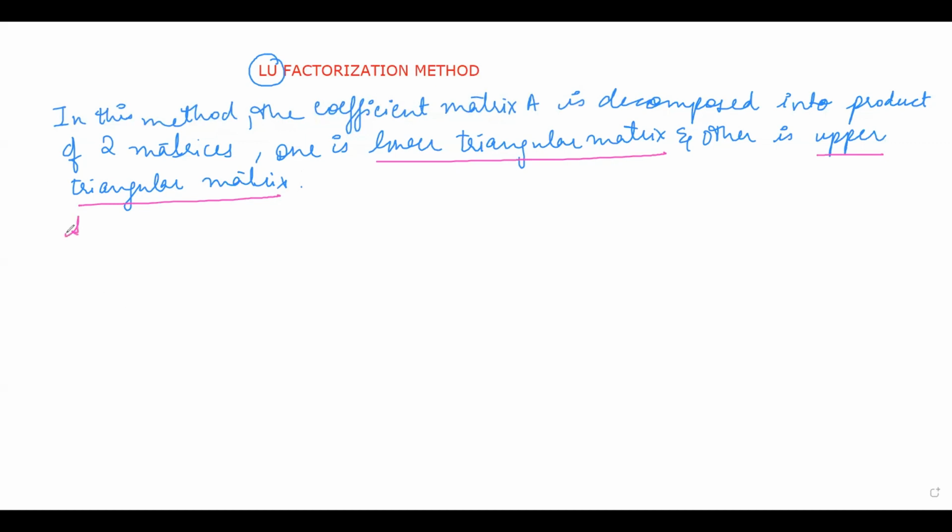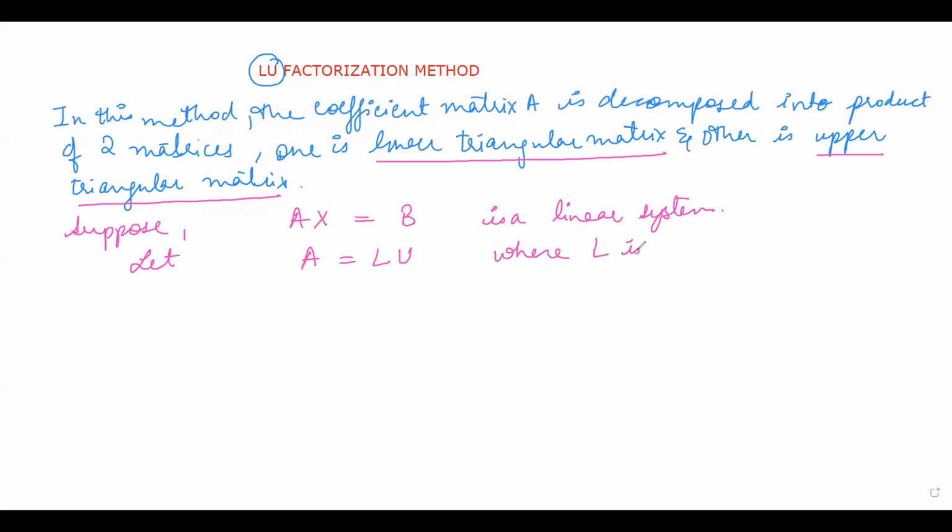Suppose you are given a linear system of equations, Ax = b, where A is our coefficient matrix. Now we'll assume that A = LU, where L stands for a lower triangular matrix and U stands for an upper triangular matrix. So you can write here, where L is a lower triangular matrix and U is an upper triangular matrix.